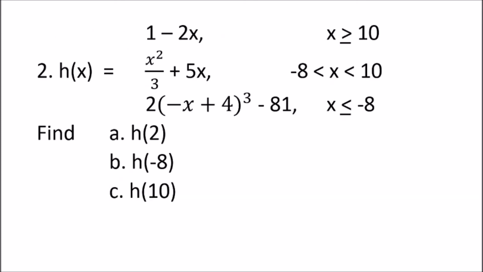Number 2. H of x equals 1 minus 2x if x is greater than or equal to 10. H of x equals x squared over 3 plus 5x, if x is greater than negative 8 but less than positive 10. H of x equals 2 times the cube of negative x plus 4 minus 81, if x is less than or equal to 8.